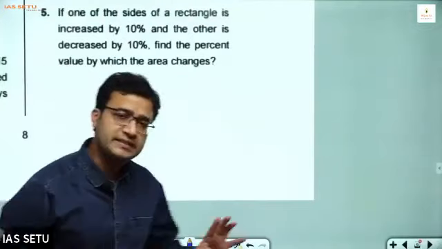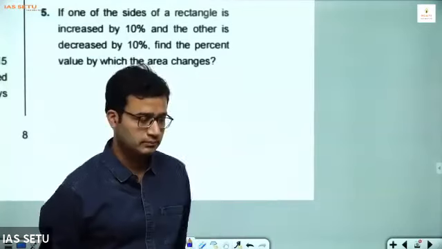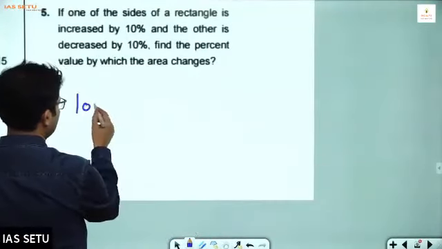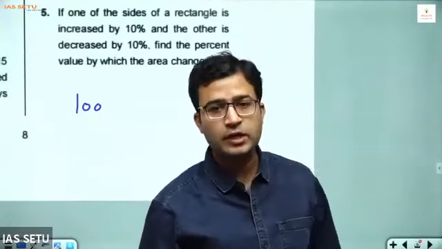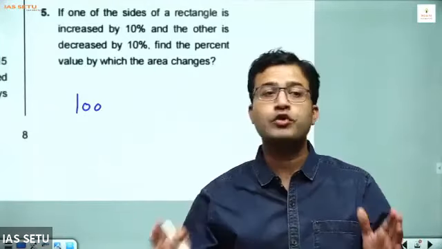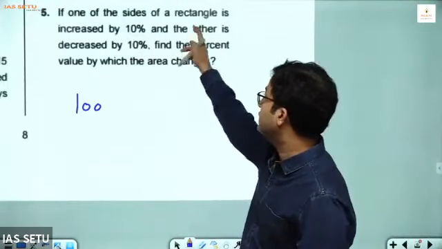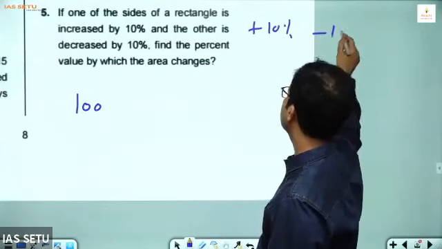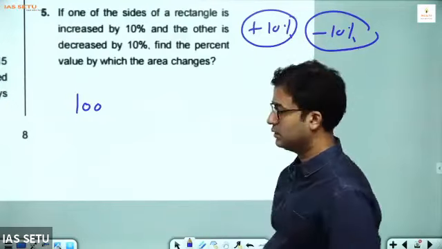We can use PCC in type 2 also, but we have to fulfill some requirements. First requirement is, in PCC we always start with 100. And second thing is, there are two effects: length increase or decrease, breadth increase or decrease. You have to put these effects one by one. So question says, one of the sides of the rectangle increases by 10% and the other decreases by 10%. So this is first effect, this is second effect.